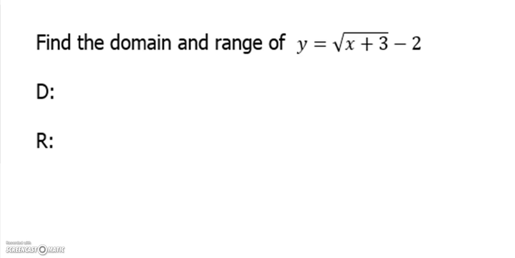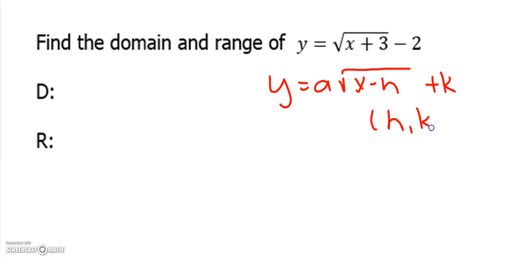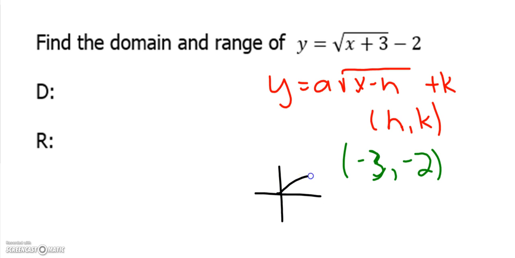Okay, the next thing, find the domain and range of y equals the square root of x plus 3, minus 2. So as I said earlier, the basic form is like this, with h, k as your vertex. So looking at this one, our h, well, this is positive 3, so it's going to be the opposite. So it's going to be negative 3. And then our k is negative 2. All right, our a is positive. So that means it's just like the parent, where it's going to go like this.